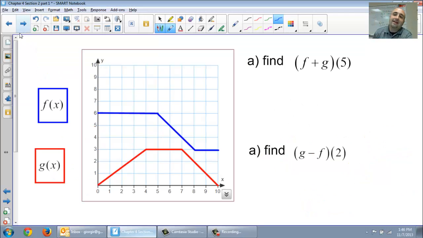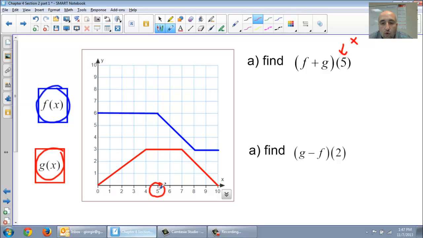And last but not least, we have some graphing problems to look at. So notice, we have two graphs here on the same xy plane. We have a blue graph, which is my f of x, and we have a red graph, which is my g of x. So now let's look at the first problem. It says find f plus g of 5. And remember, this number right here is always x. So x equals 5 is right here.